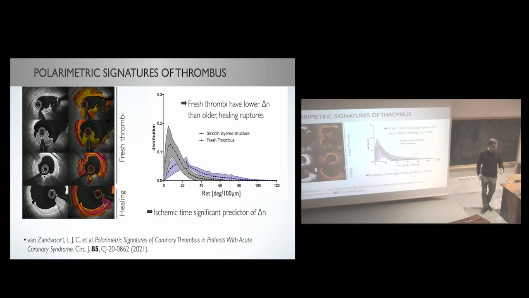Likewise, we looked at fresh thrombi that are healing up in the vessel wall, and there we also found that thrombi that are older and have more collagen because they undergo wound healing have a higher birefringence than more acute thrombus, which again could have implications into how to medicate these patients.